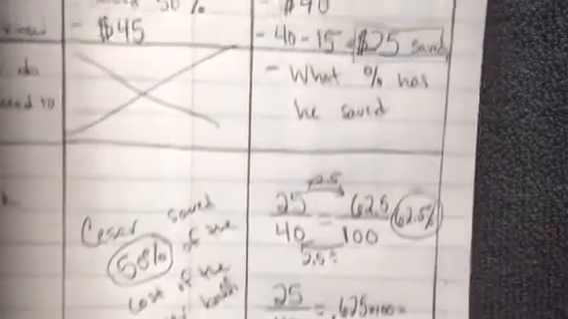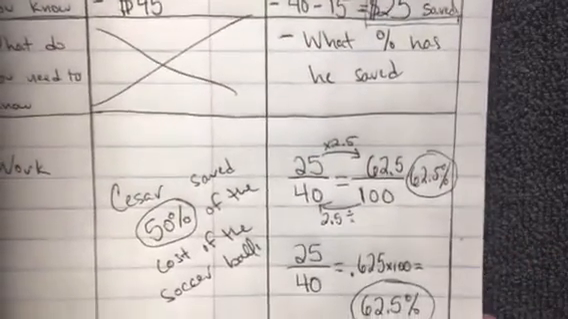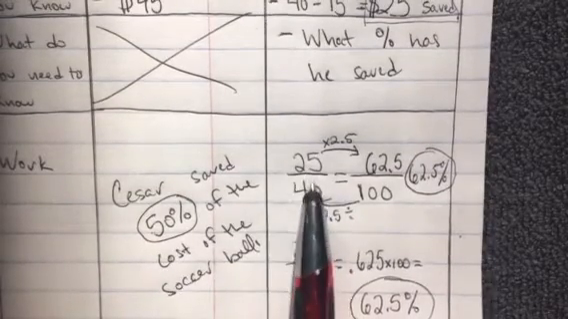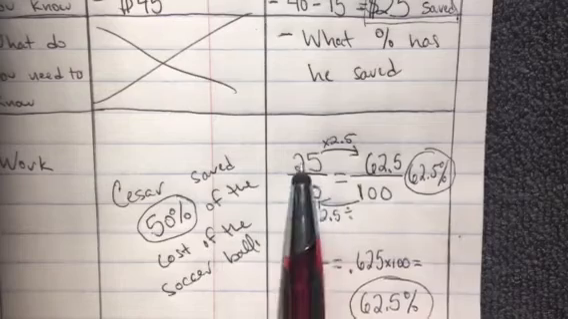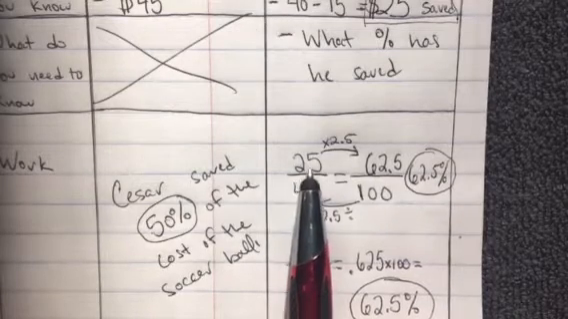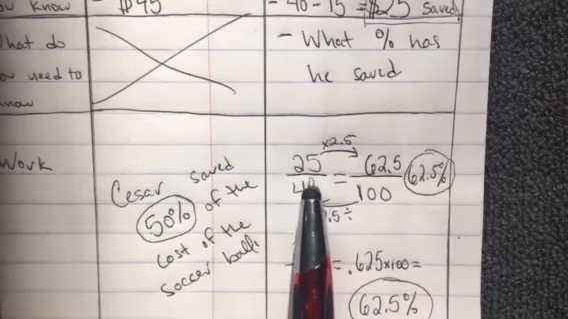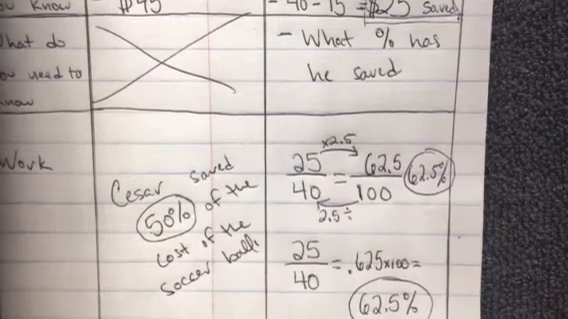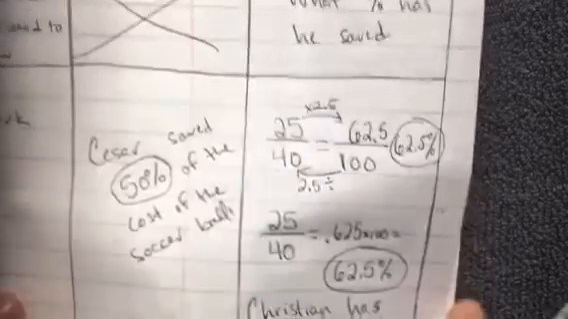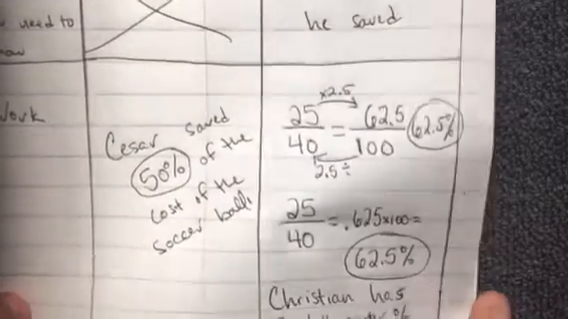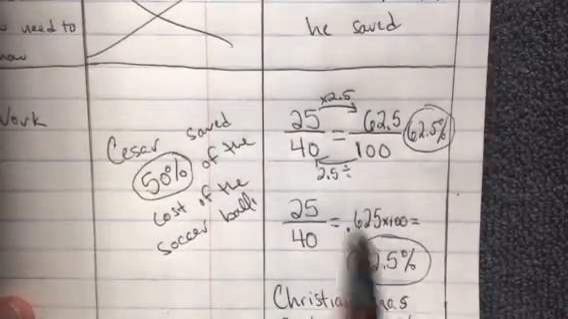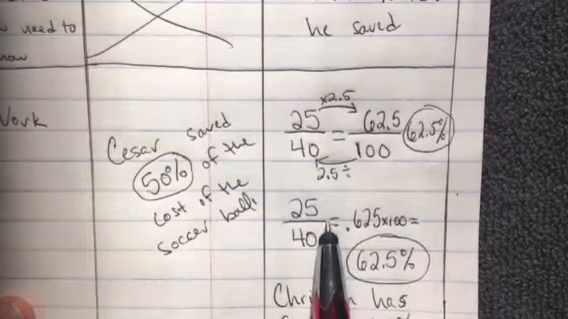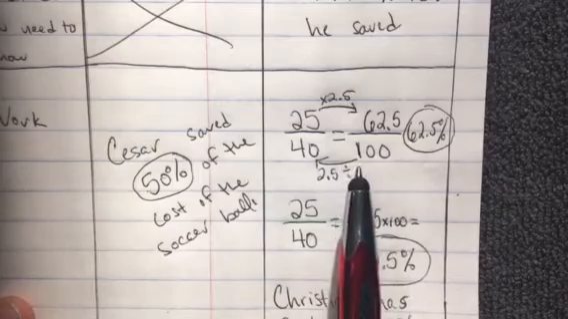Now, some of you might have seen this right away and realized that Christian has saved more because 25 over 50, or 20 out of 50, would be half, which would be 50%. So 25 over 40, where 20 out of 40 is 50%, has to be greater than 50%. But this math proves it, that he has saved the greater percentage, which is 62.5%. You can find this any way. You could do finding the factor, setting up the ratio, or even cross multiplying.